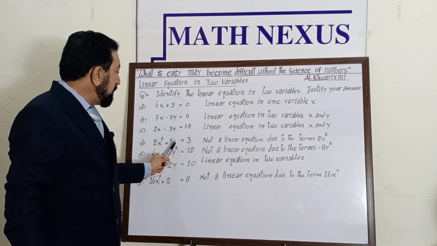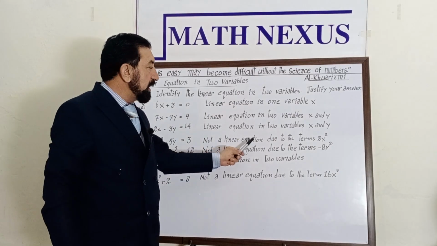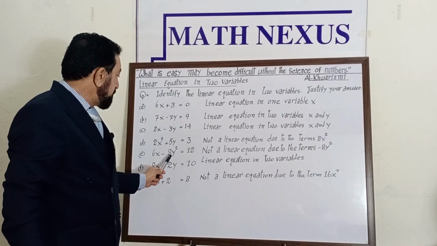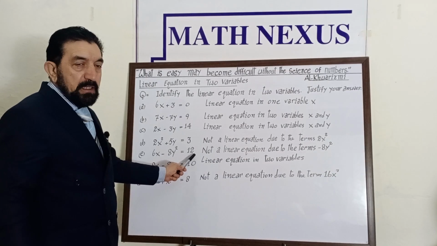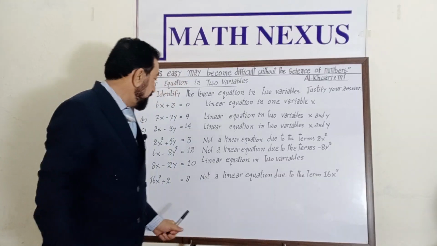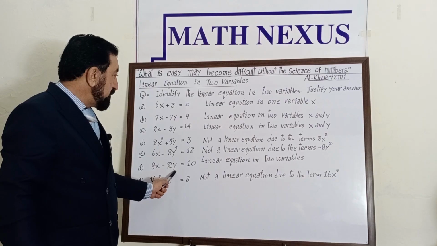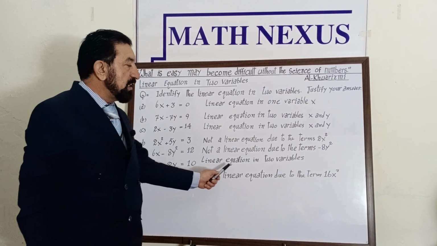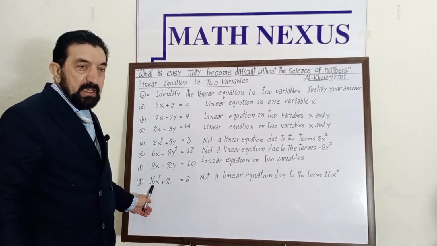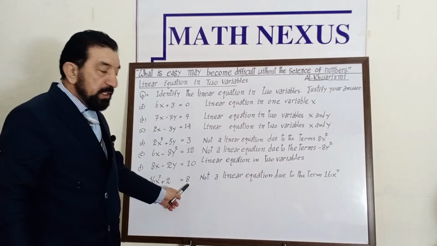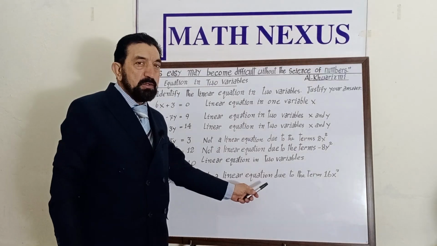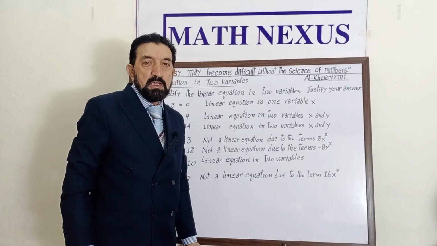2x square plus 5y equals 3. This is not a linear equation due to the term 2x square. 6x minus 8y square equals 12. This is not a linear equation due to the term minus 8y square. 8x minus 2y equals 10. This is a linear equation in two variables x and y. 16x cube plus 2 equals 8. This is not a linear equation due to the term 16x cube.